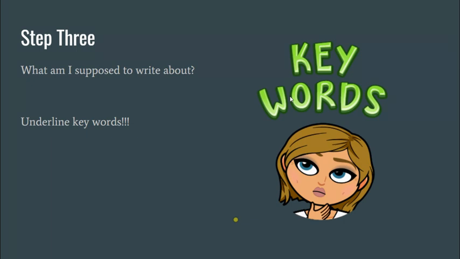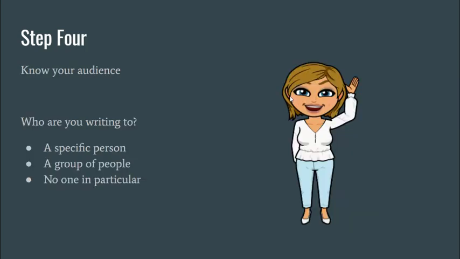Step 3, what am I supposed to write about? And you want to underline the key words. A keyword might be explain or tell about a time. Those are just some examples we might see in writing prompts when we come across them. Step 4, know your audience. Who are you writing to? Are you writing to a specific person? Are you writing to a group of people? Or no one in particular?